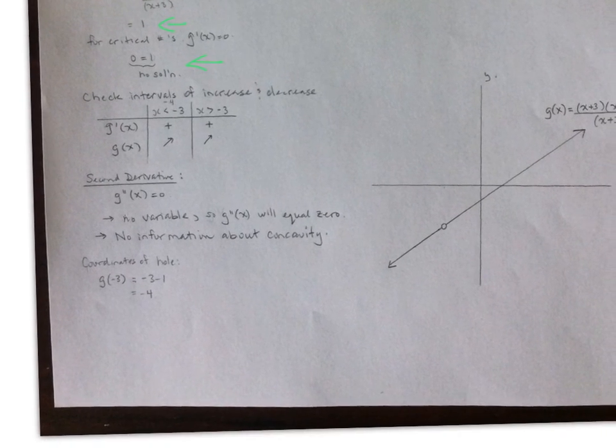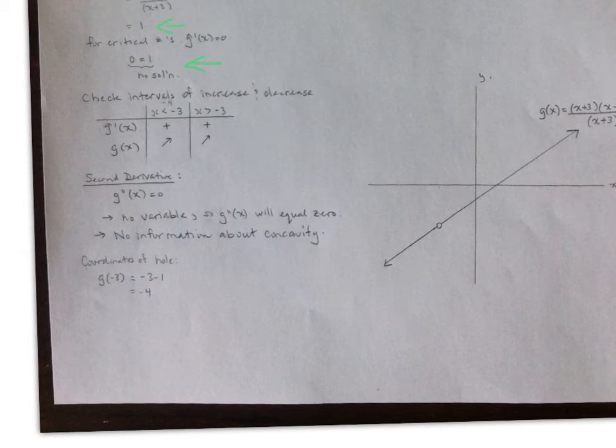Intervals of increase and decrease, I'm going to use the values around my hole instead of around the vertical asymptote. So we end up with positive again, and my function is strictly increasing, so that fits in with the calculus. If I try to do the second derivative, it is just equal to 0, and 0 equals 0, which is always true, but it really gives us nothing about concavity, because if my second derivative equals 0, it's neither positive nor negative, so I'm really not talking about concave up or concave down. There's really no information here about concavity.